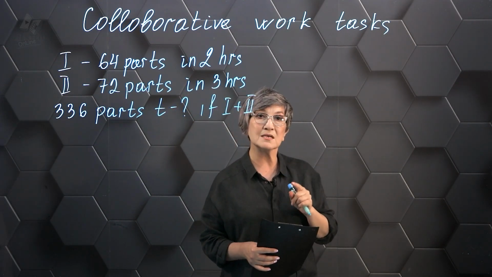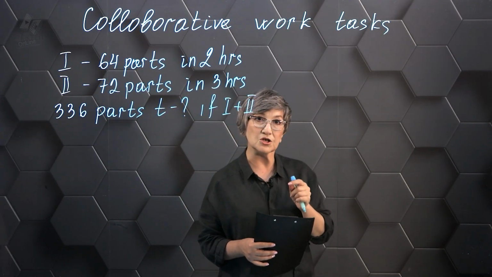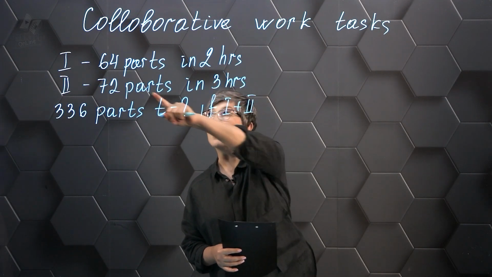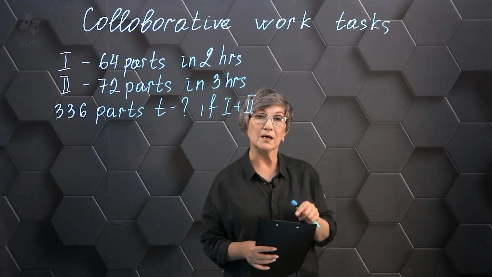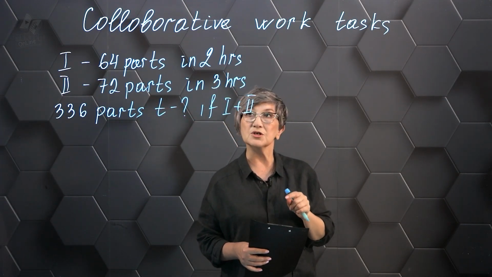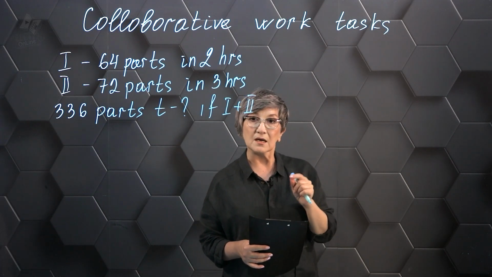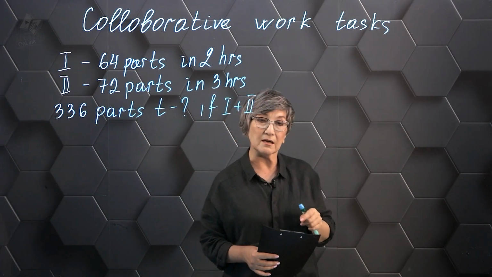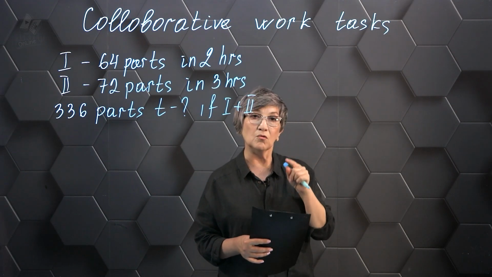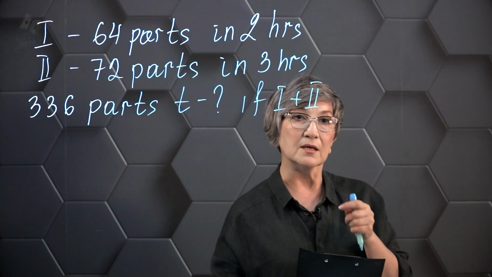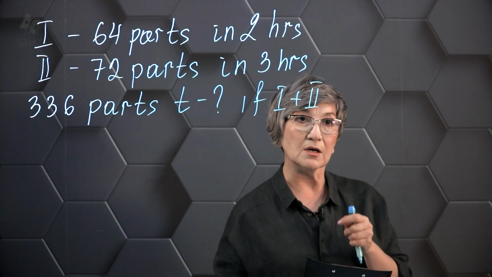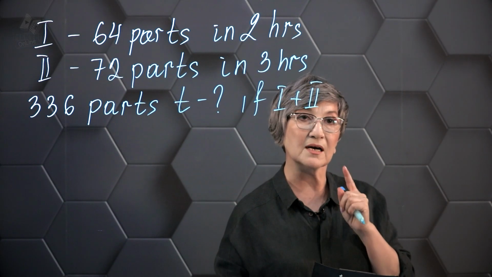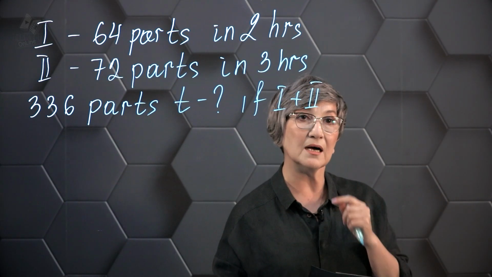The first group made 64 parts in 2 hours, and the second group produced 72 parts in 3 hours. How long would it take to make 336 pieces if both groups work together? We need to answer the question of how many parts each group makes in 1 hour. What do we need to do this?